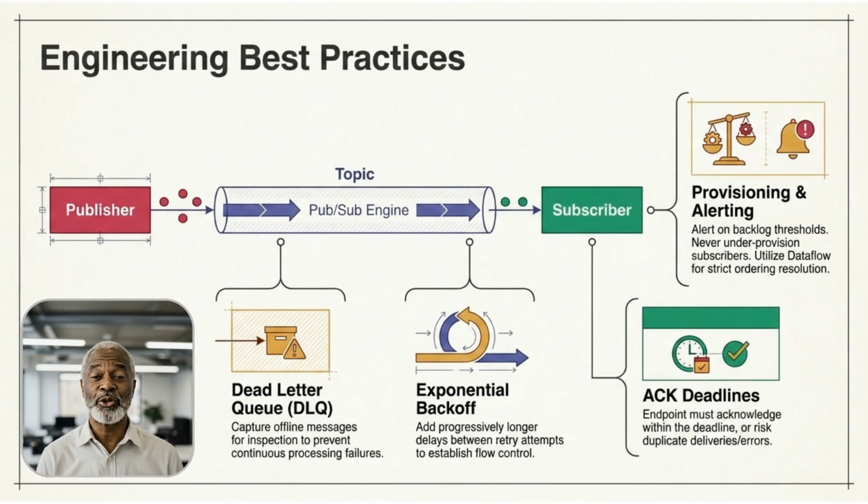Engineering best practices include using a dead letter queue for failed messages, exponential backoff for retries to establish flow control, and setting ACK deadlines to prevent duplicate deliveries. Proper provisioning and alerting are also crucial.